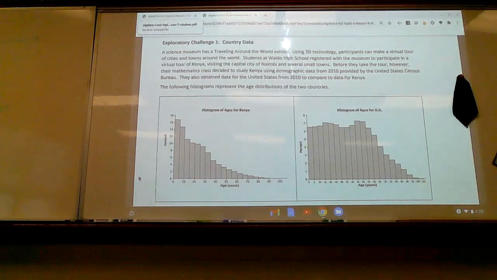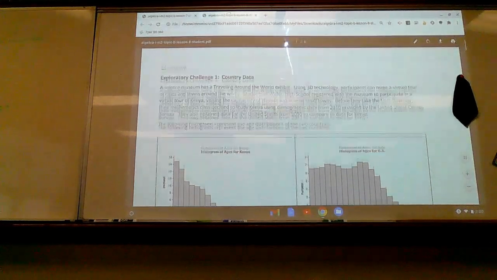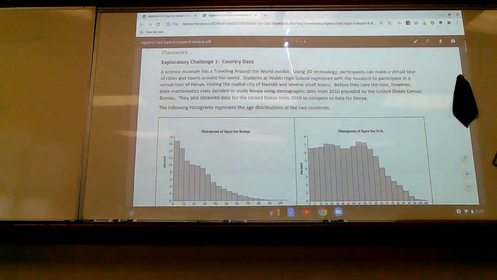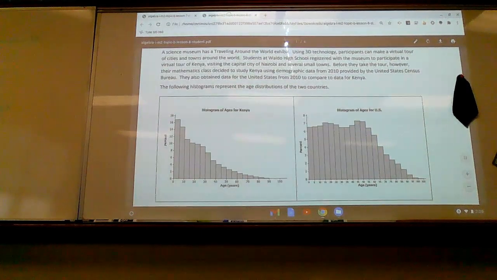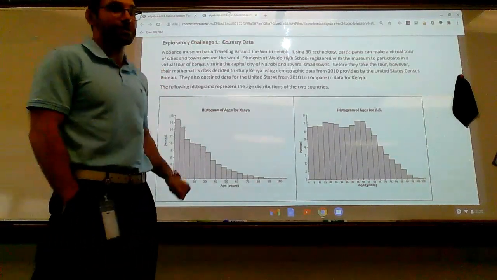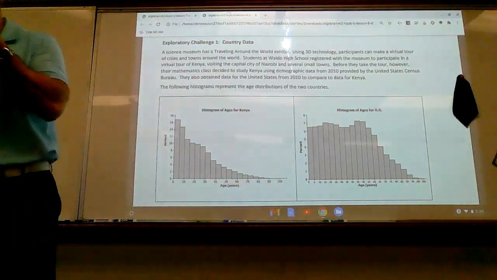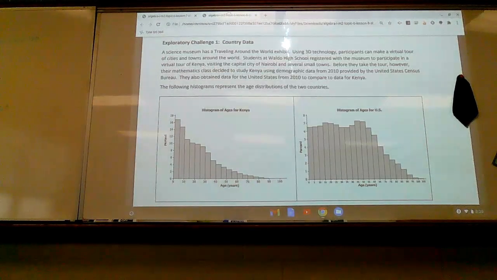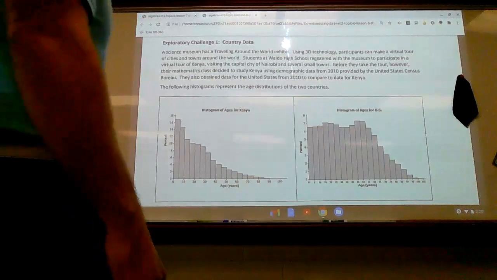Okay, so we are here talking about comparing distributions. I'm not going to read all this for you. This is a histogram. We have ages for Kenya. We have ages for the US. So taking a look at these two distributions, you should notice several things.